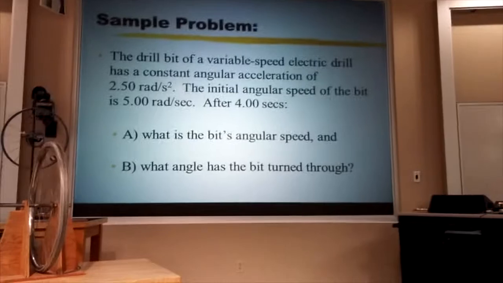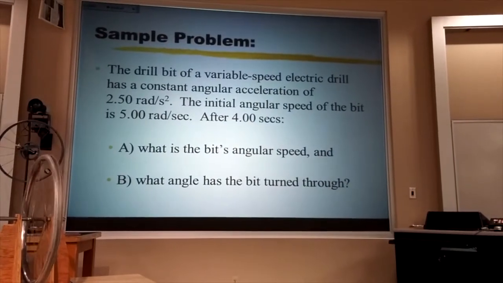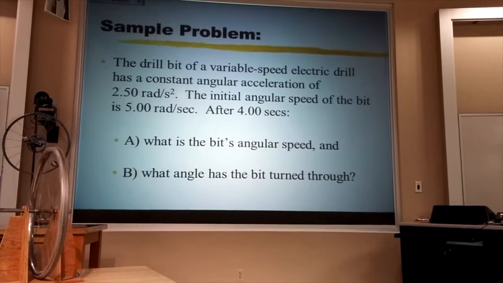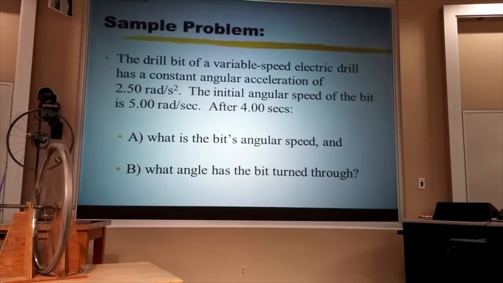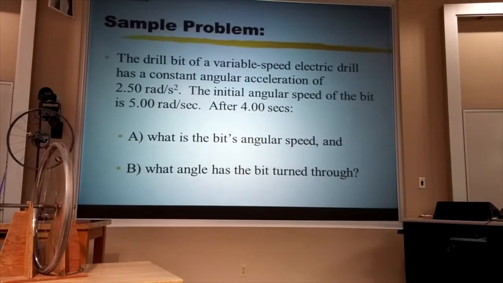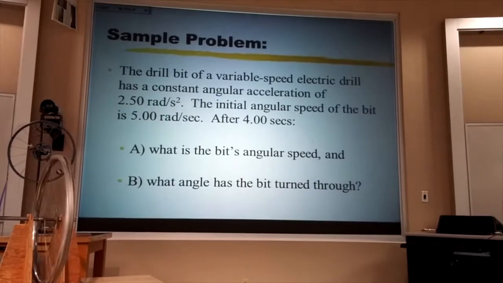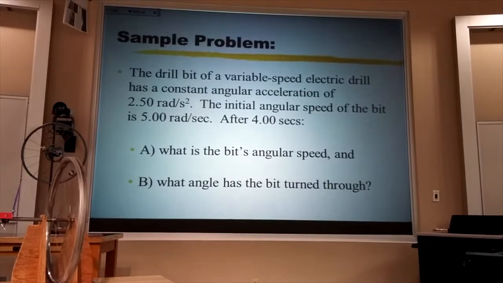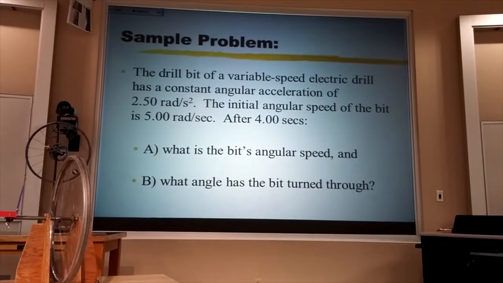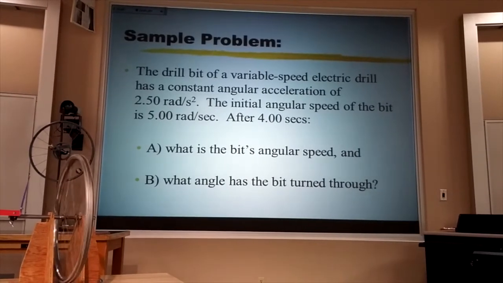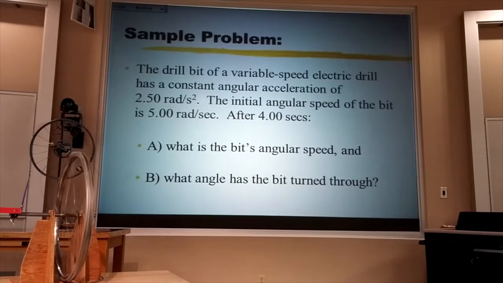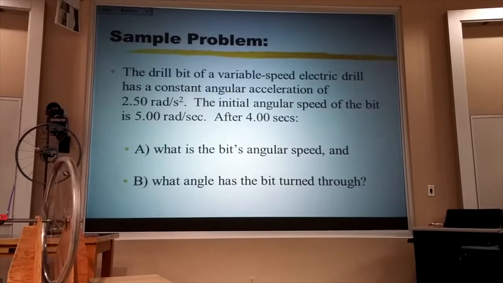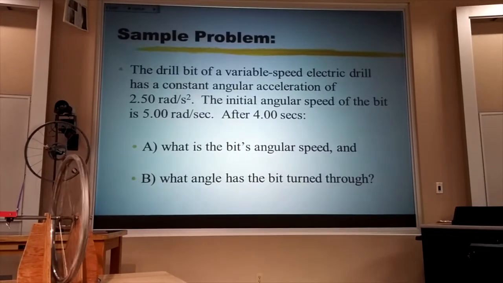Here's a problem. The drill bit of a variable speed electric drill has a constant angular acceleration. That angular acceleration is 2.5 radians per second per second. The initial angular speed of the bit is 5 radians per second. After 4 seconds, what is the bit's angular speed and what angle has it gone through? See if you can solve this problem. I'll put the equations up here.